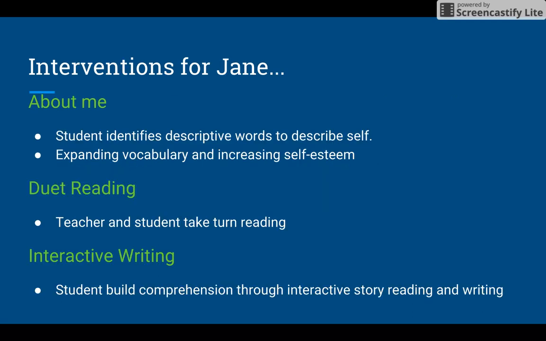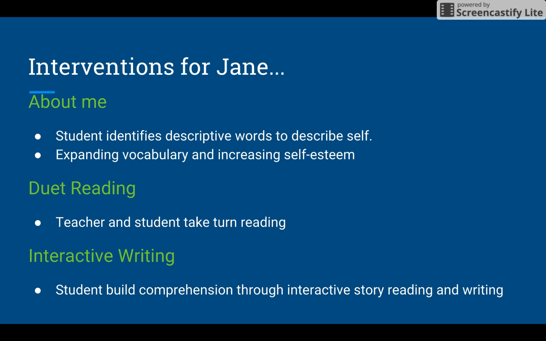The following intervention that I also chose for Jane is entitled About Me. In this intervention, the student identifies descriptive words to describe self. I thought this was a good intervention for Jane because it would allow her to use descriptive words to describe herself. And I thought it would be an awesome opportunity to increase her self-esteem and to appreciate the wonderful little girl that she is.